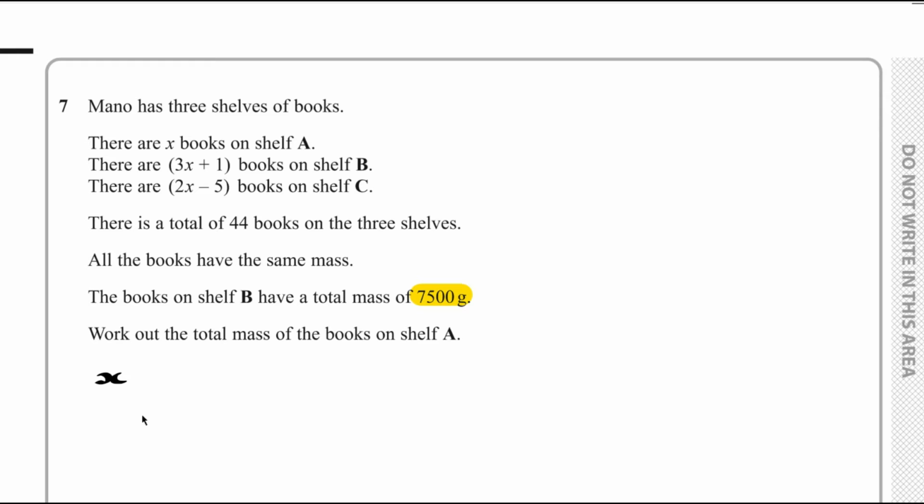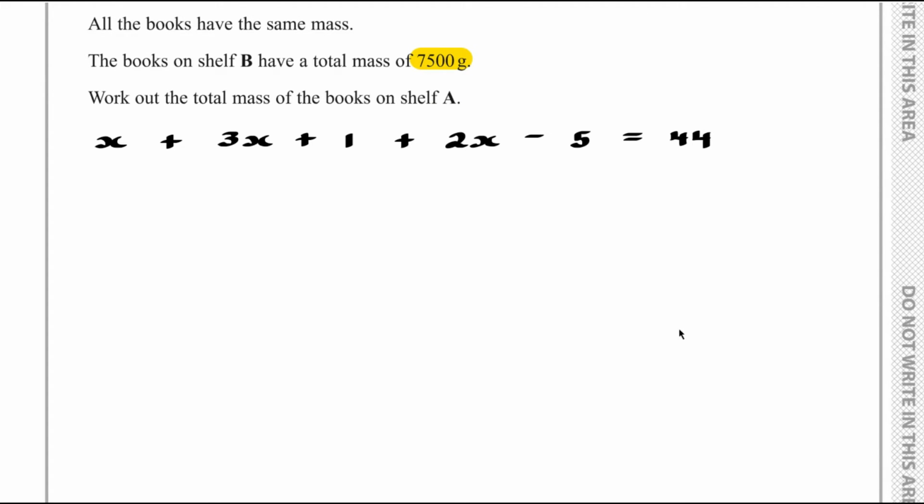We have x on shelf A plus 3x plus 1 on shelf B plus 2x subtract 5 on shelf C. This is all equal to 44 because there is a total of 44 books. So what we can do then is find out what x is because we have a linear equation. So let's simplify. x plus 3x plus 2x is 6x, 1 subtract 5 is negative 4, and this is equal to 44. And if I add 4 to both sides, 6x is equal to 48, and if I divide both sides by 6, x is equal to 8.